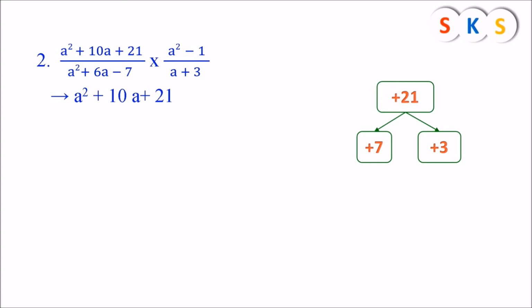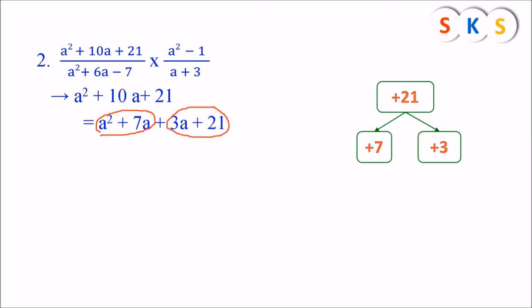So I'm going to split the middle term 10a as 7a plus 3a, right? You can see that I've split 10a as 7a plus 3a. So what will we get now? Now we are going to make groups of binomials, right? This is your first group of the binomial and this is your second group of the binomial.